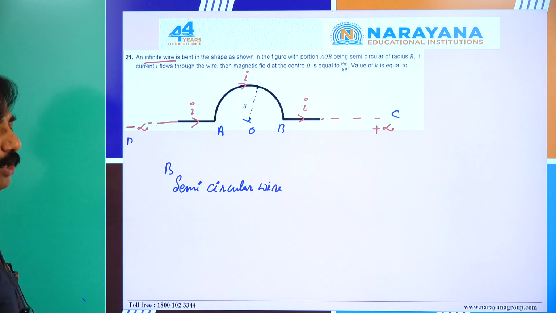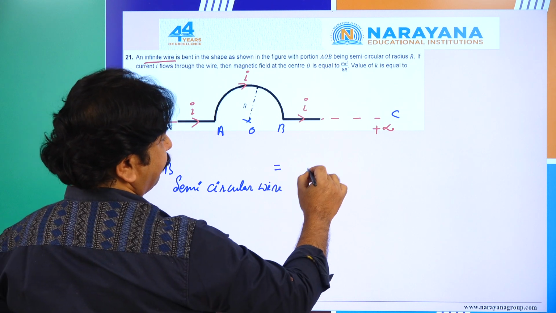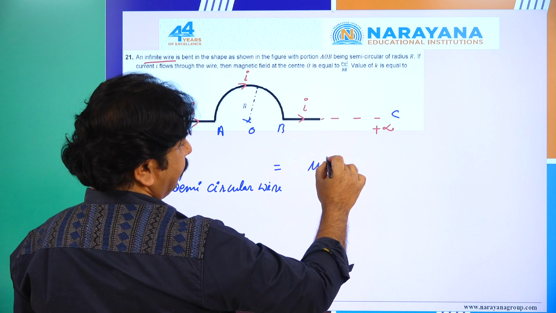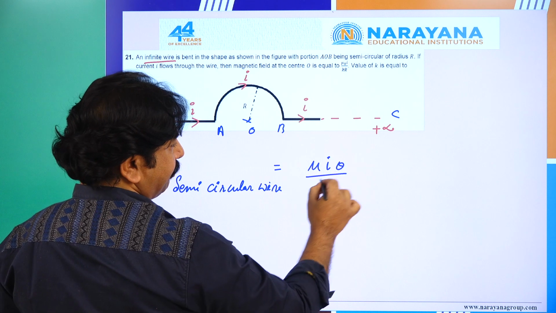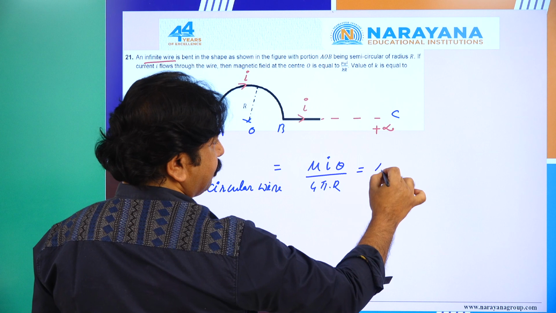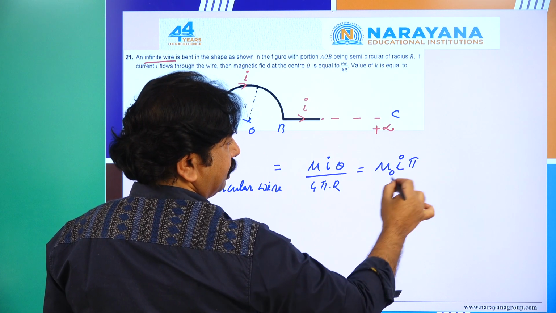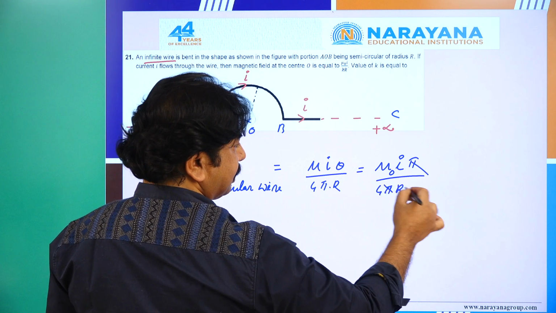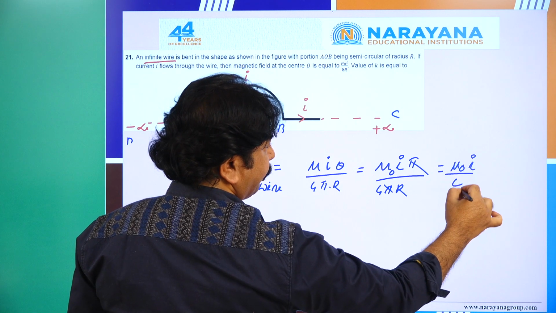B due to only the semicircular wire. So B due to the semicircular wire, we already know the formula. For any angle theta, the general formula is mu naught I theta by 4 pi r. But here theta is equal to pi, so it is mu naught I pi by 4 pi r. Pi gets cancelled. So the answer is mu naught I by 4r.